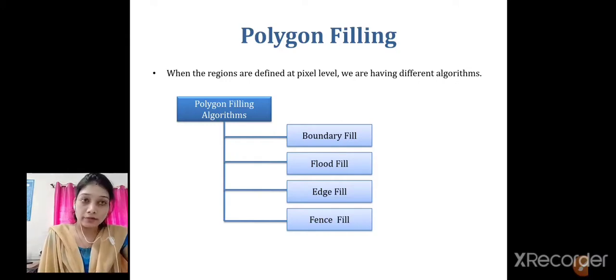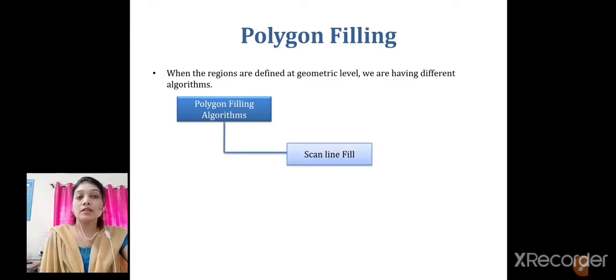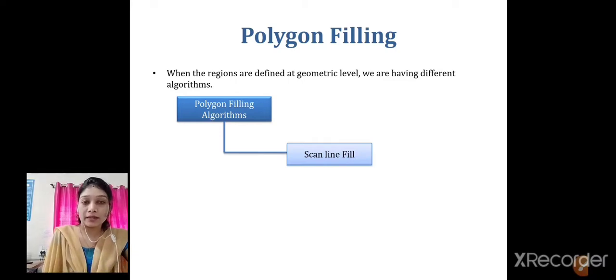at pixel level. Whenever we design our regions at a geometrical level, we have a different algorithm, and the name of that algorithm is the scanline fill algorithm. So these 5 polygon filling algorithms we have to see, which are defined according to their regions and at which level the regions are designed. If it is designed at the pixel level, then we have 4 algorithms. If it is designed at the geometric level, then we have the scanline fill algorithm.